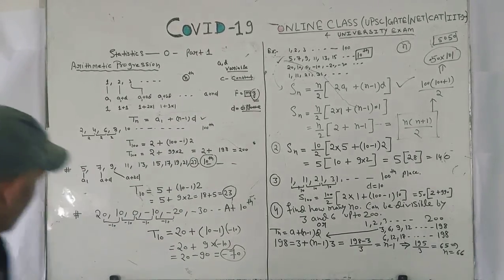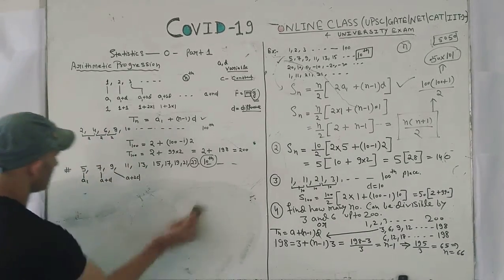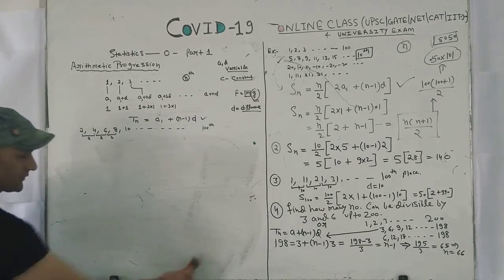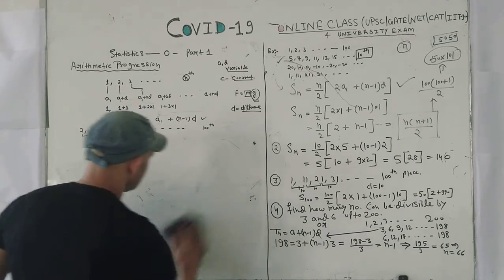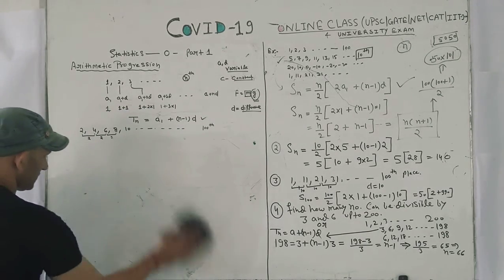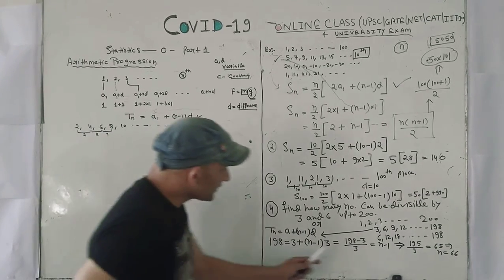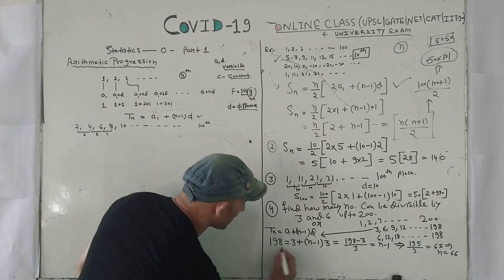Now I am just erasing this one. I will solve here. So the next question is, so this is 65, n is equal to 66. Okay. Then 198.